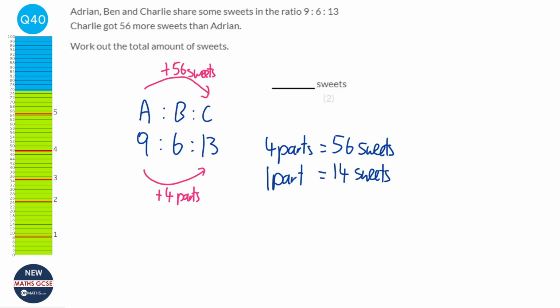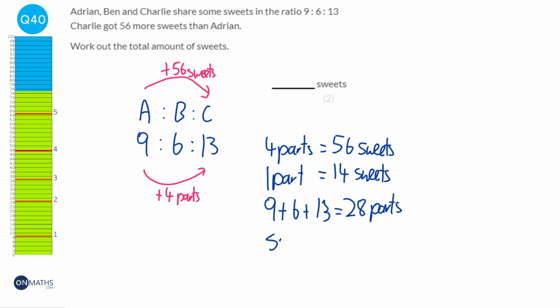So all we need to do now is work out how many parts there are. Well, there are 9 plus 6 plus 13 parts, which is 28. And each part is worth 14 sweets. So the total number of sweets will be 28 times 14, which is 392.